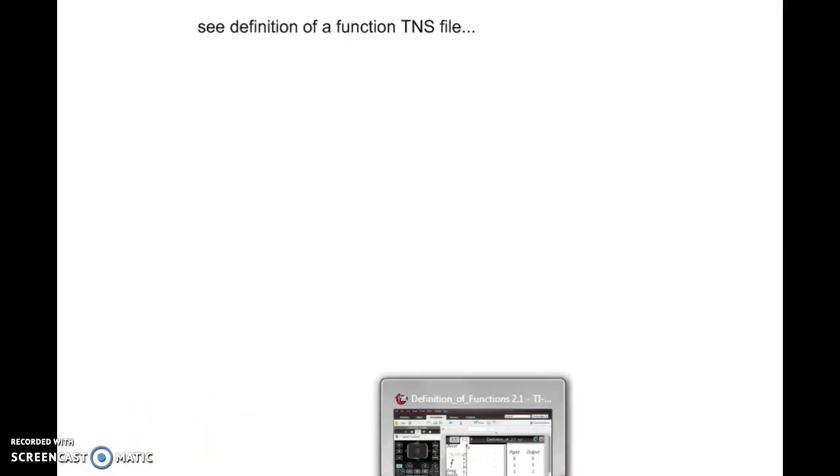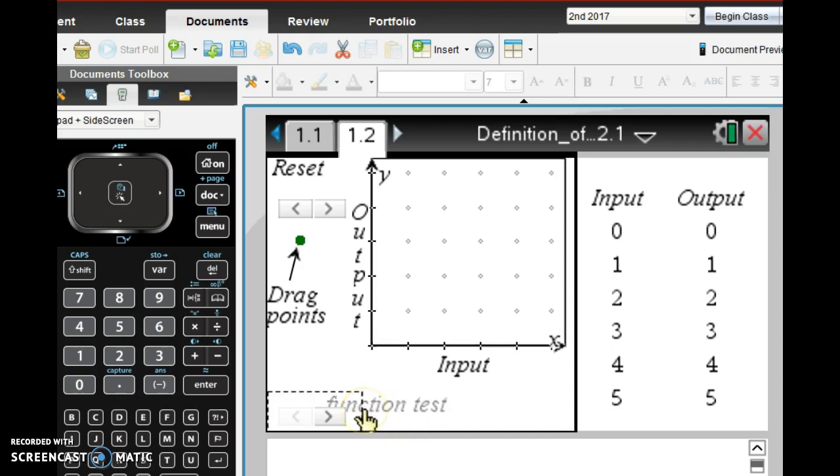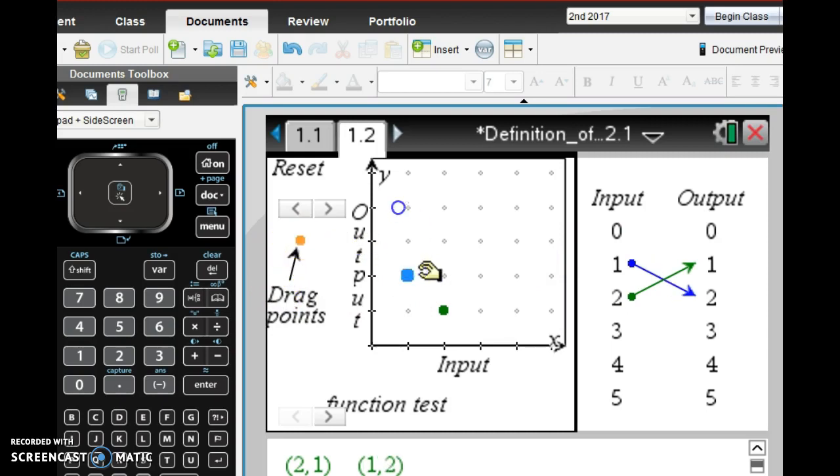We're going to look at this calculator file, just to help us understand this a little bit better. If I move this, you can see I moved that to the point 2, 1. And this is called a mapping. The input, which is your domain value, is 2. If I input 2 into this relation, it outputs a 1. That's like your range value. And I can grab more points. Kind of a fun little thing you can do here.